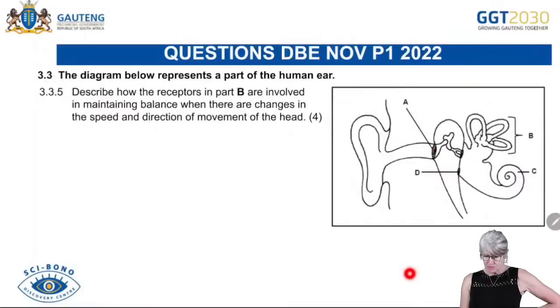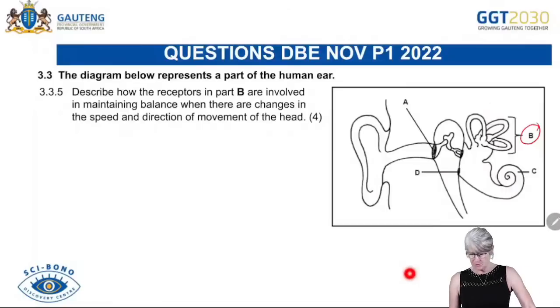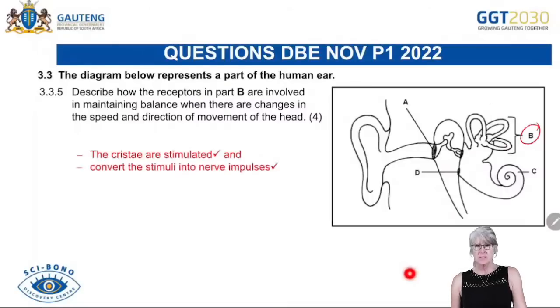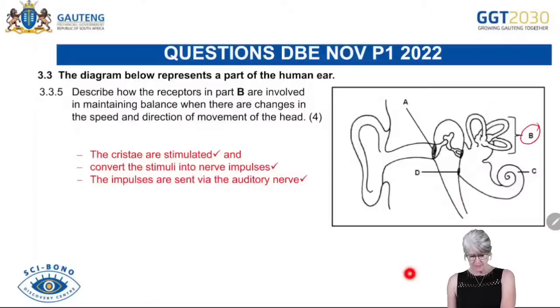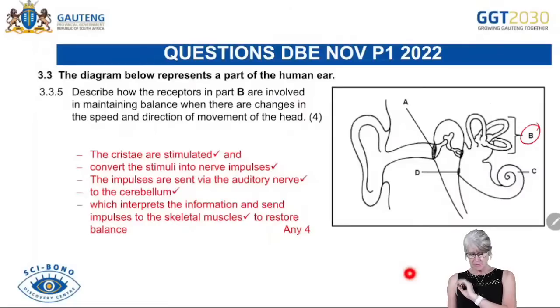Okay, and then describe how the receptors in part B, so here we're having a look at the semicircular canals, are involved in maintaining balance when there are changes in the speed and direction and movement of the head. So we have a look. The cristae are stimulated, because remember we said it's the cristae that are found in the semicircular canals. They are going to convert the stimulus to a nerve impulse, and the impulses go via the auditory nerve to the cerebellum, and there that interprets the information and sends impulses to our skeletal muscle that maintains balance.